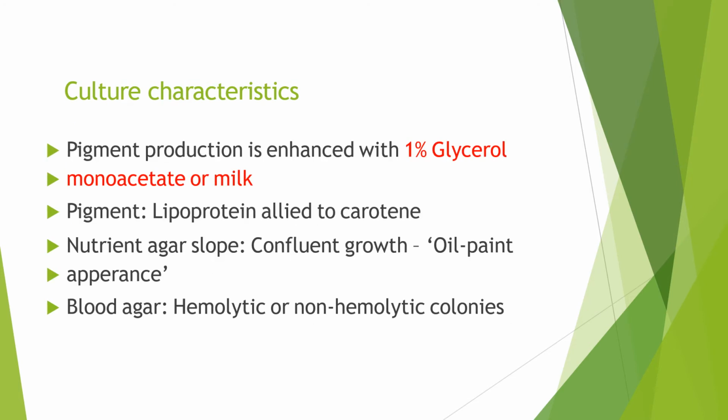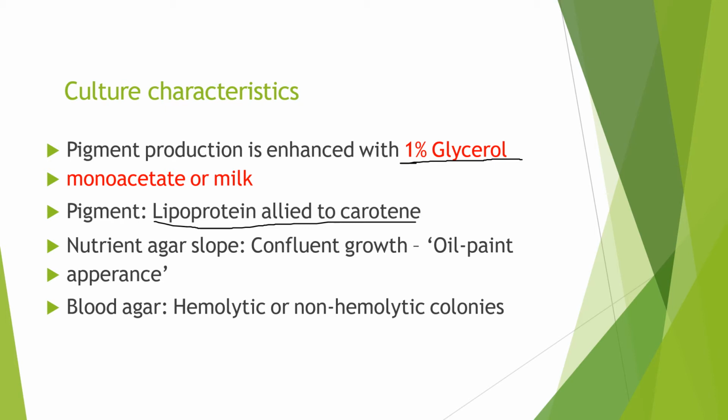So then cultural characteristics: these staphylococcus colonies can produce pigmentation, which can be enhanced. We can study pigmentation using 1% glycerol monoacetate or milk. We can enhance the pigment production by adding 1% glycerol monoacetate or milk. About the pigmentation, the pigment of staphylococcus aureus is a lipoprotein allied to keratin.